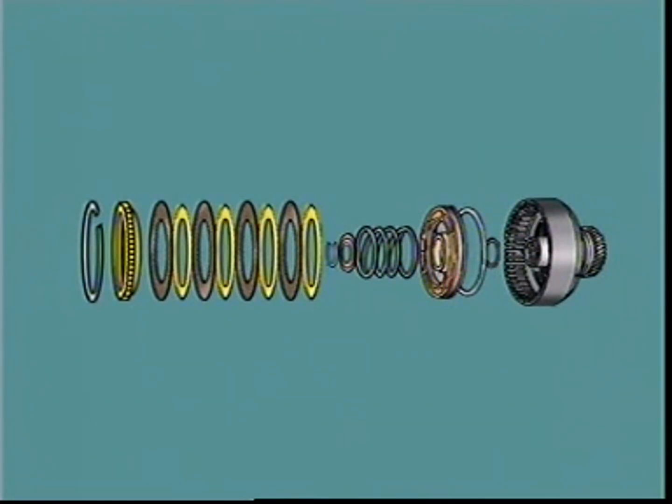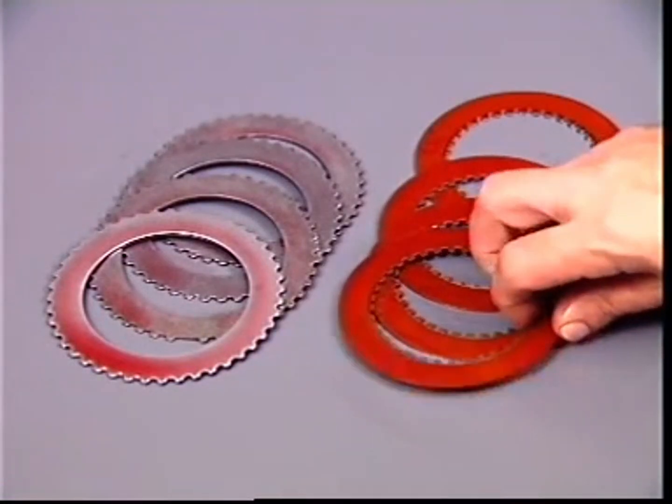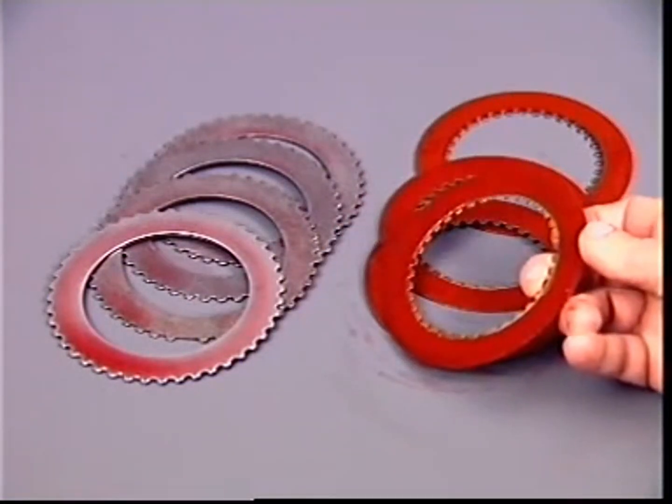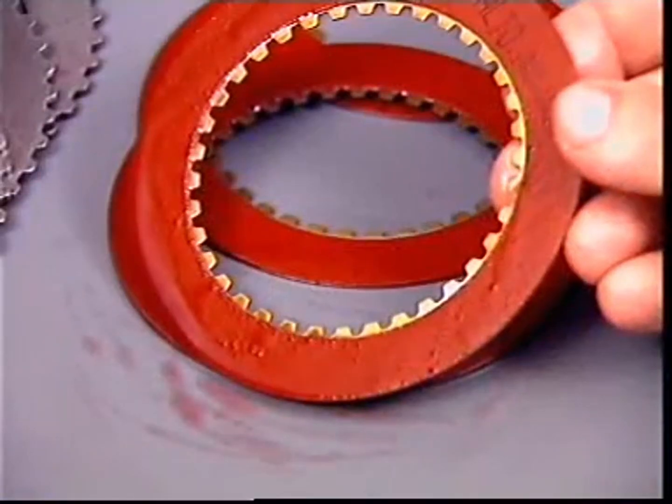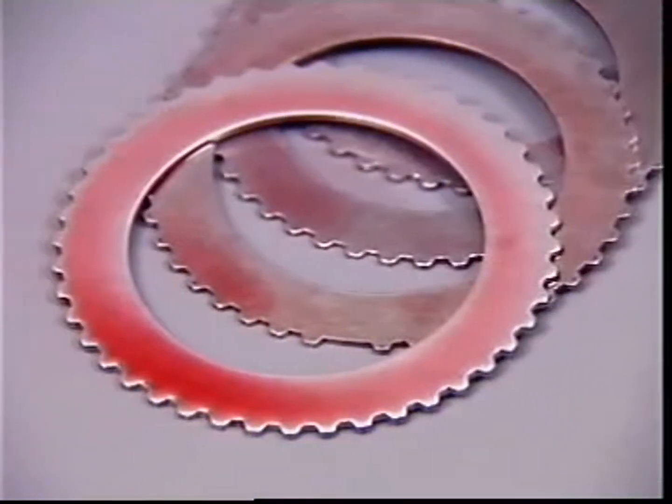They have a set of driving plates and a set of driven plates collectively called a clutch pack. Both sets may be spring steel, but one has friction material bonded onto both faces. And since they operate in the transmission fluid, they are called wet clutches.